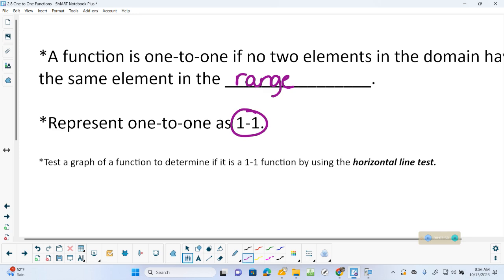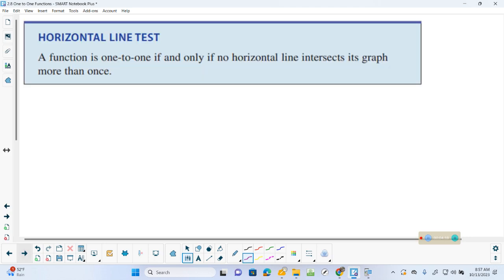So that's our little mathematical symbol. Now, we have used the vertical line test to test for function. We're going to use the horizontal line test, which is like the vertical, but horizontal, to test for one-to-one. That's our next mission. A function is one-to-one if and only if no horizontal line intersects the graph more than once. It works the same way as your vertical line test does, but of course horizontal.